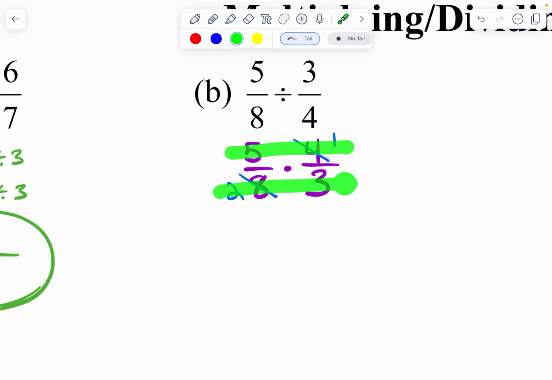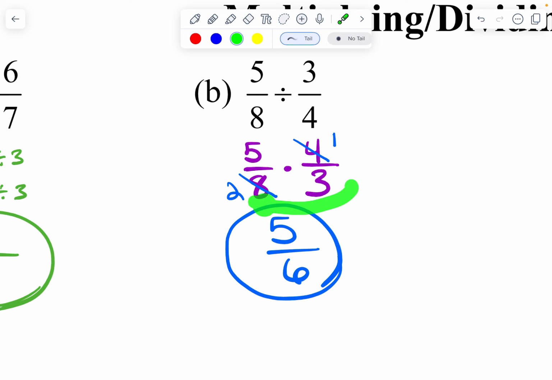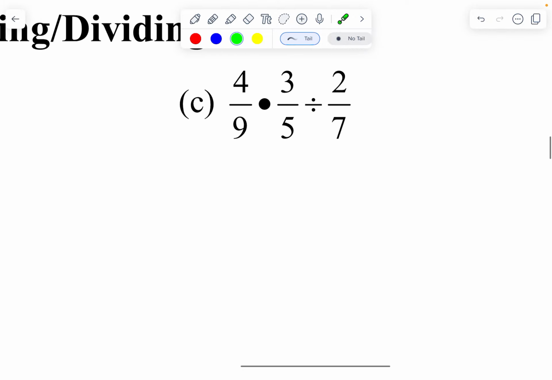Now I can multiply across using smaller numbers. So 5 times 1 is 5. 2 times 3 makes 6. My final answer is going to be 5 over 6. So that's for part B. When you're dealing with division, we're going to first of all turn it into a multiplication problem. And then I, as you saw, reduced my fractions first. Then I multiplied.